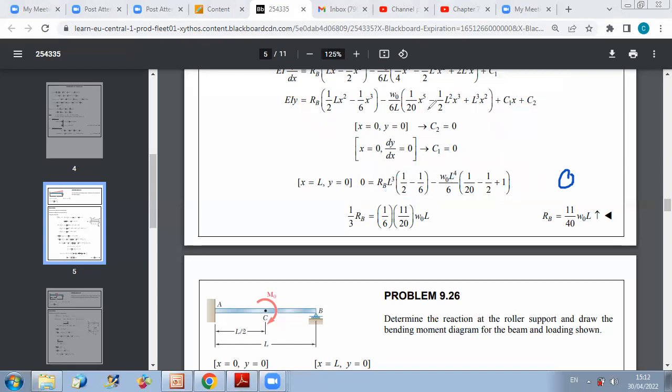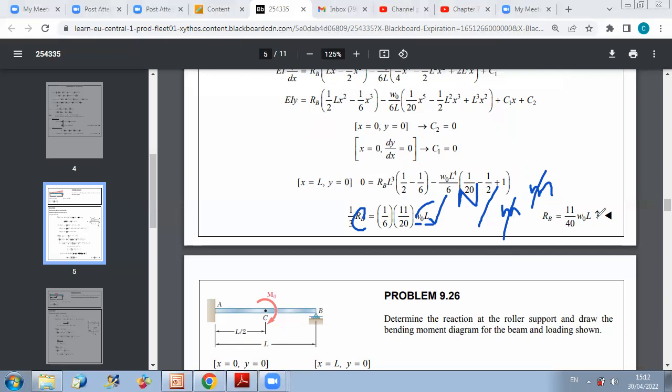And you can make sure, always make sure of your units to make sure that you didn't do a wrong simplification. So omega 0 times L unit is in Newton, because omega 0 is in Newton per meter and L is in meter. Since omega is force per unit length here, it's a linear distributed load. M and M will cancel out. So your dimension of units is right. And then you got the value of RB.